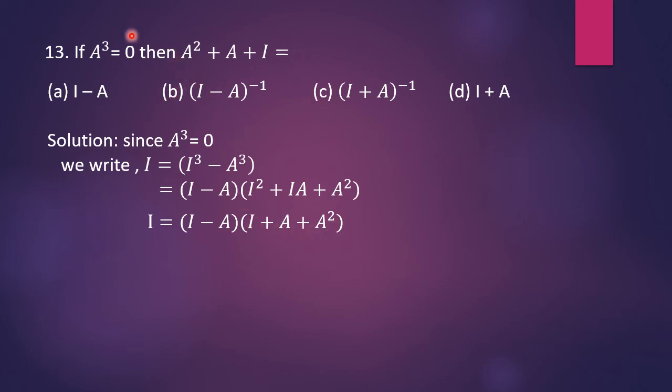We have to find the value of this. So by keeping this on one side, taking all others on the other side, we'll get I divided by I minus A is equal to this one. We can also take this to the numerator, then this becomes I minus A to the power minus 1. So that is there in our options, that is option B. Therefore, the simplified form of A square plus A plus I is nothing but I minus A to the power minus 1.